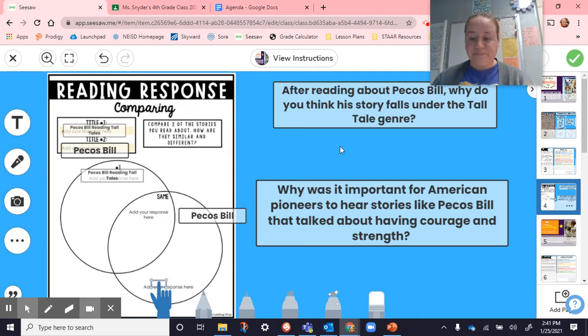He was a cowboy. Down here it talks about why it was important for American pioneers to hear stories like them. You think about all these people settling west, traveling west as they're exploring new lands. Hearing stories about someone that's got a lot of courage and strength gave them courage and strength to keep traveling. Those were stories that comforted them as they were traveling through this uncharted territory.